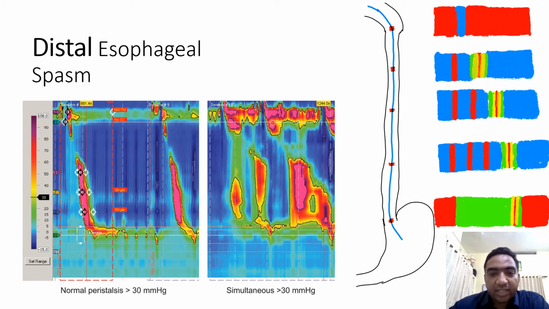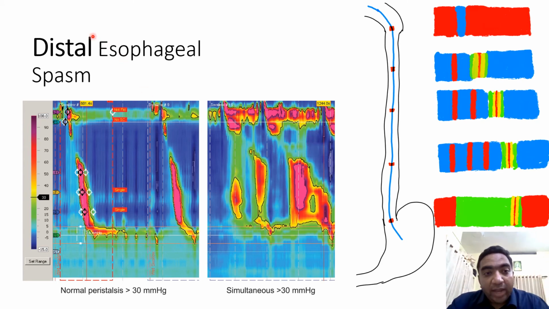In diffuse esophageal spasm, during the period of one wave itself, another contraction in the esophagus starts. So the contractions will be closer together, and they will be of higher amplitude. So this is the picture of diffuse esophageal spasm.